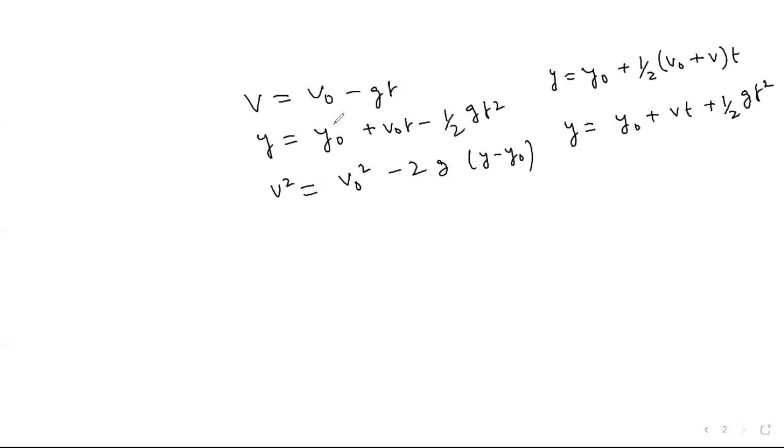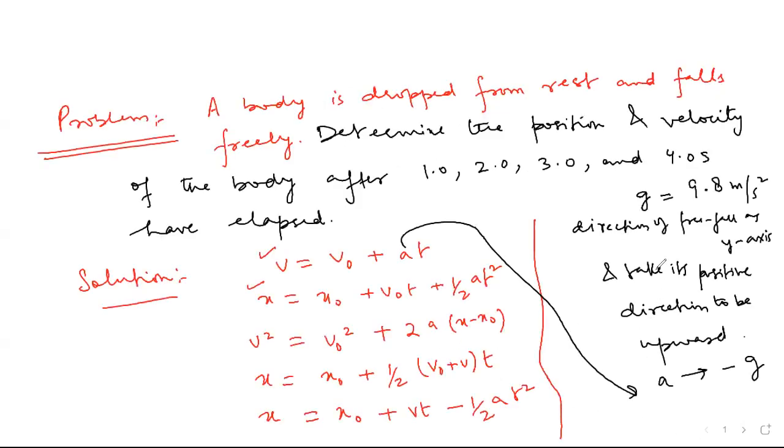Let me check them. v is equal to v naught minus gt, y is equal to y naught plus v naught t minus half gt square. Then v square is equal to v naught square minus 2g times y minus y naught. Then y is equal to y naught plus half v naught plus v times t, and y is equal to y naught plus vt plus half gt squared. These are the same equations, but with these two changes. We are taking the direction of free fall as the y-axis, so the x variable is replaced by the y variable, and a is replaced by minus g.